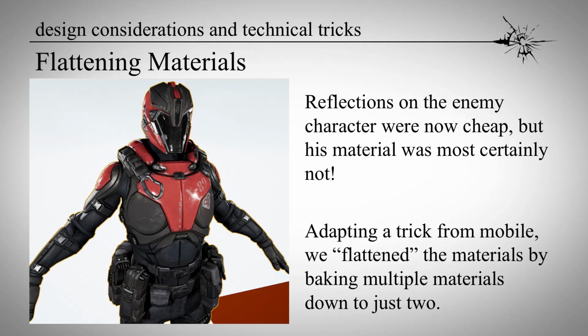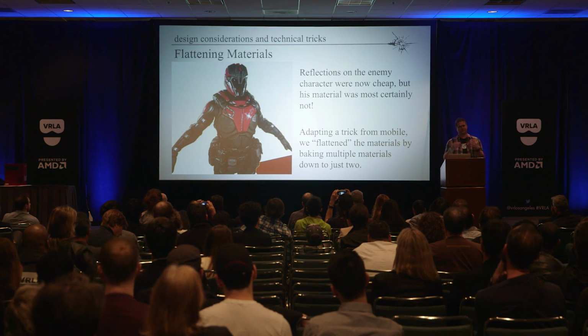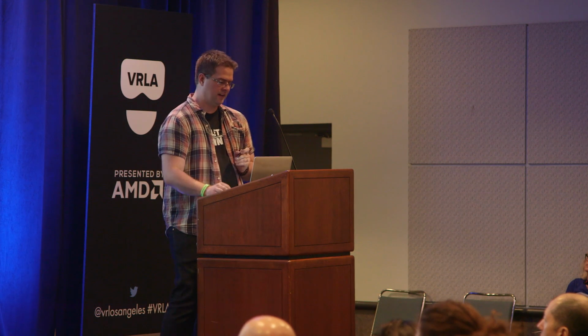The next thing we did, sorry, I'm skipping through this because we're running out of time, is flattening materials. This is a trick that we took from a mobile pipeline. We have some tools in the engine where you can take a bunch of textures and a really complex material and bake it down to a much smaller set of textures with fewer instructions.